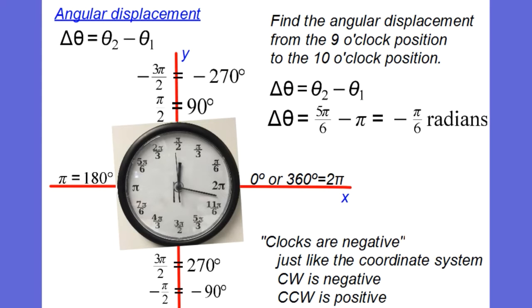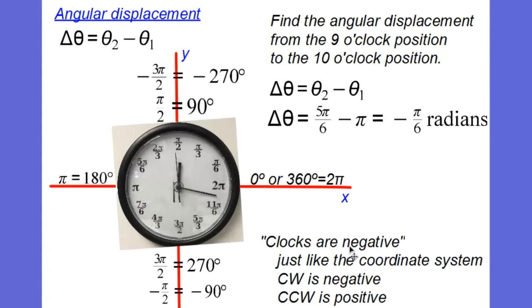Let's look now at angular displacement, or how much did we change in position, moving from one position to another? So we'll do an example here, moving from the 9 o'clock position to the 10 o'clock position. So our final position would be where 10 is on the clock. That's 5 pi over 6 radians. And our initial position is where the 9 is on the clock, pi radians. So that difference is negative pi over 6 radians. So we've changed by a magnitude of pi over 6, and we've moved in the negative direction.